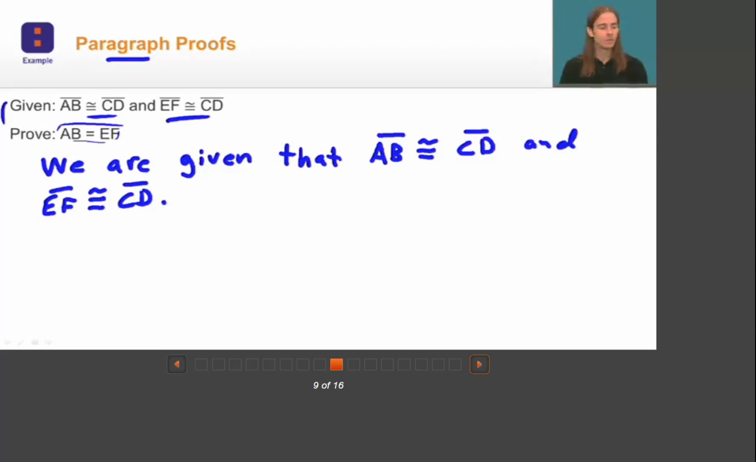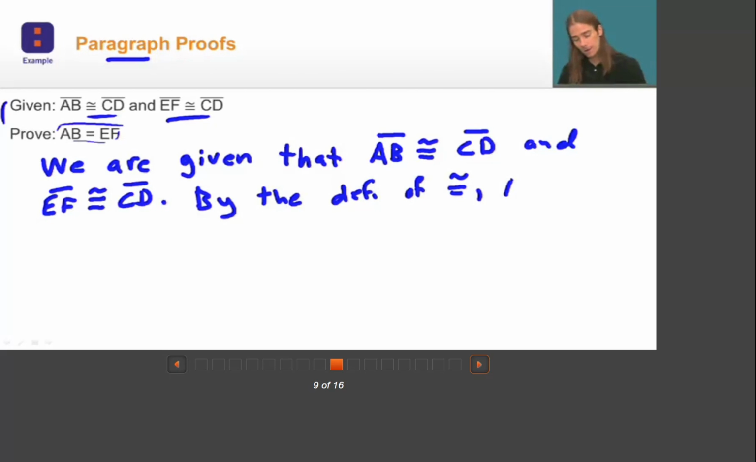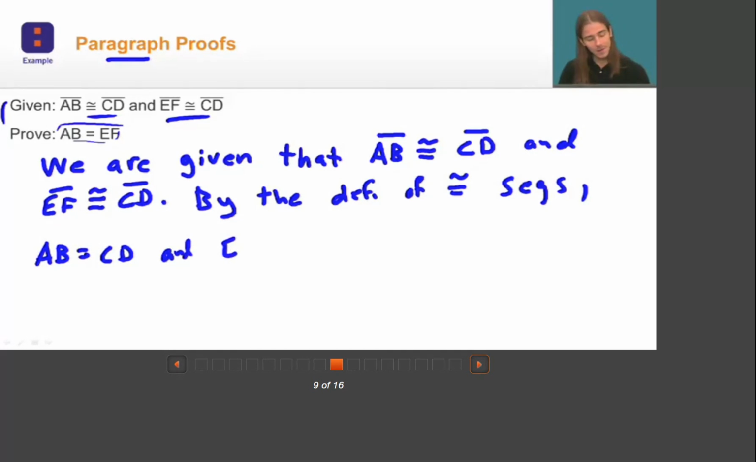I've already got our paragraph proof started. I wrote that we are given that AB is congruent to CD, and also that EF is congruent to CD. What we're going to do next is use the definition of congruence to turn those congruency statements into statements about lengths. So by the definition of congruent segments, we can say that the length of AB equals the length of CD, and also that the length of EF equals the length of CD.